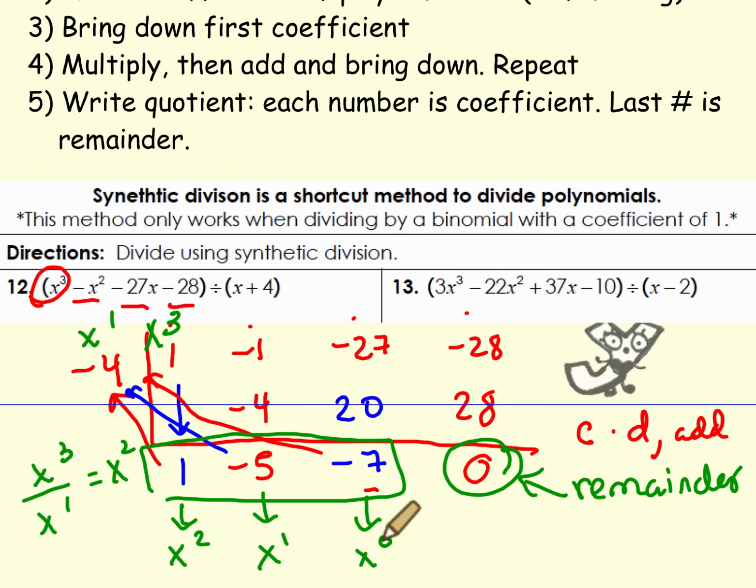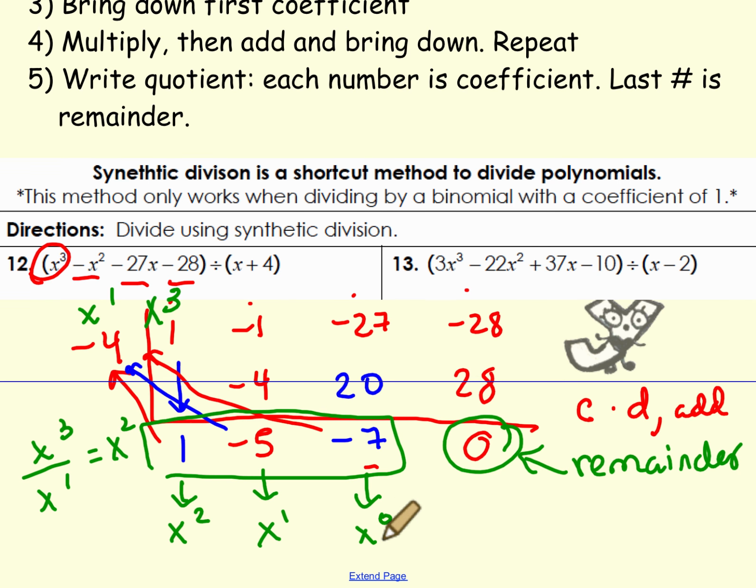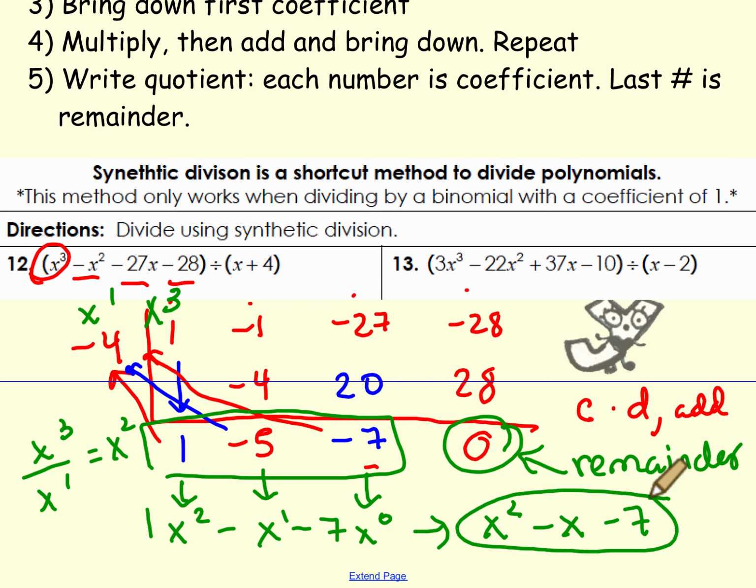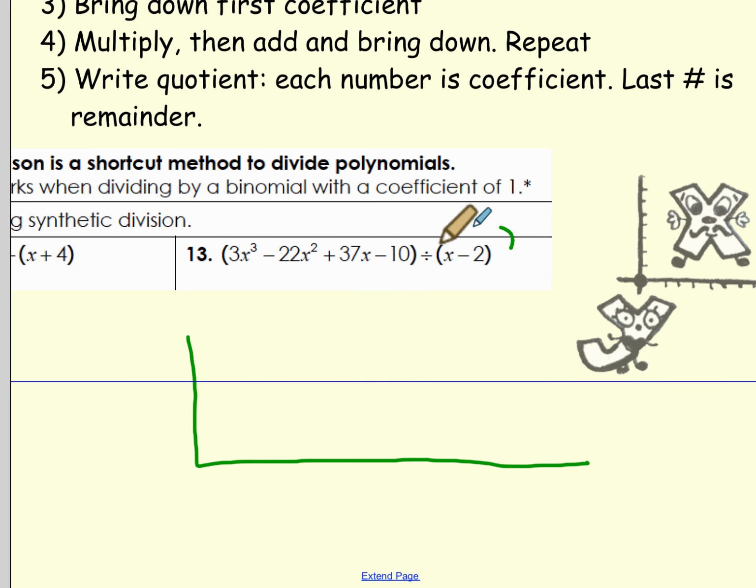So now we're going to write out our quotient. So we would say it's 1x squared minus 5x minus 7x to the 0, which is actually x squared minus x minus 7. And my divisor, remember, I've got to have the 0, which is x is 2.